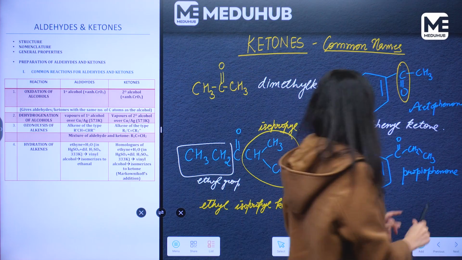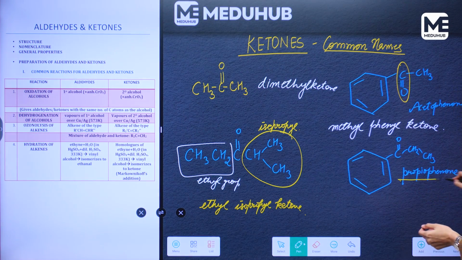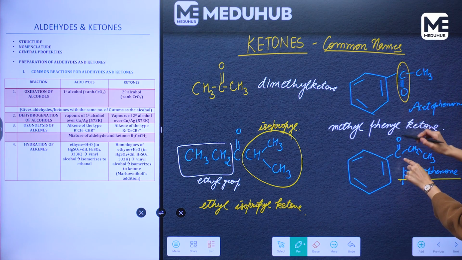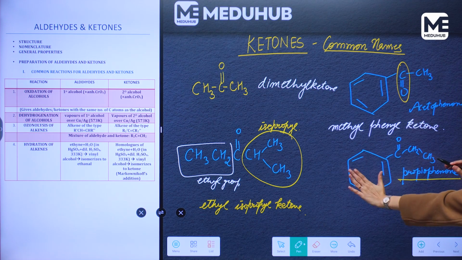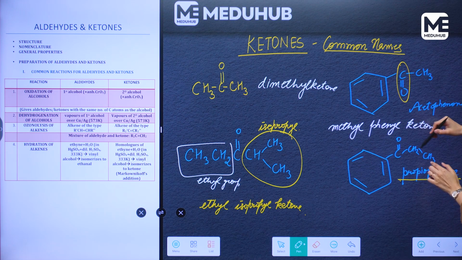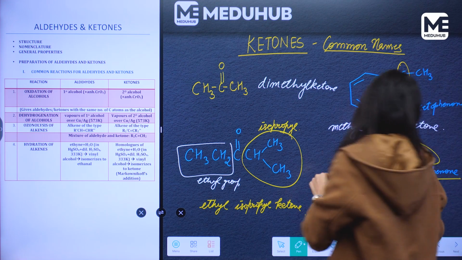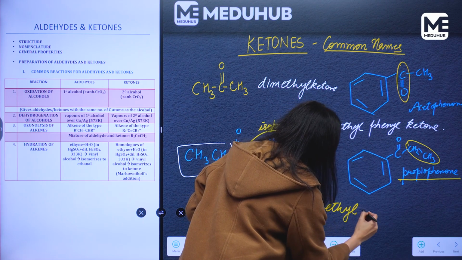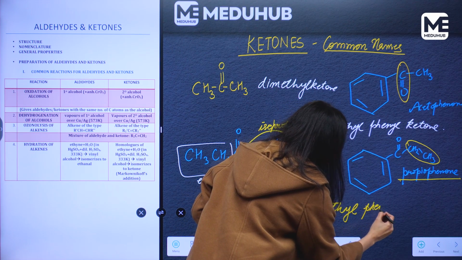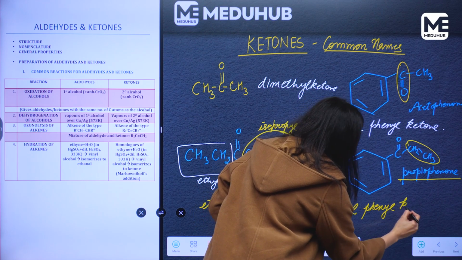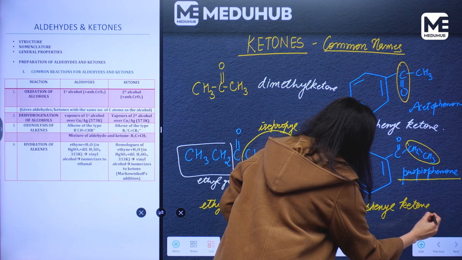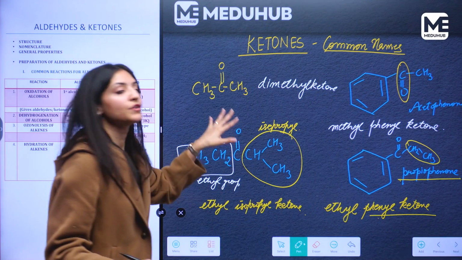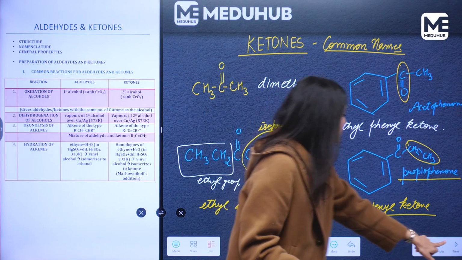This last example here is propiophenone. Here you see the carbonyl group has a benzene ring on one side and it has a CH2 CH3 group on the other side. So this will be ethyl phenyl ketone. So this is for the common names of ketones.